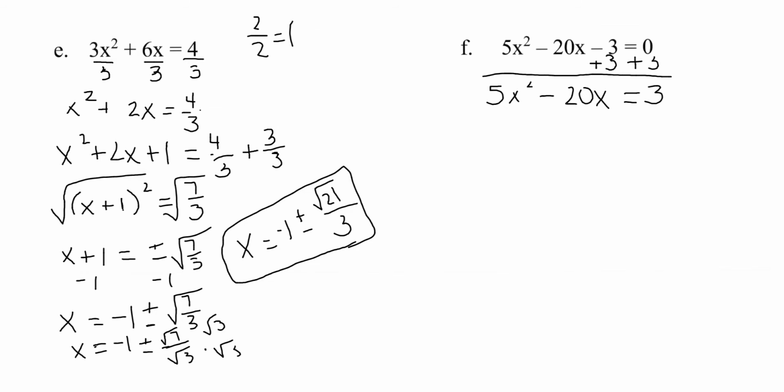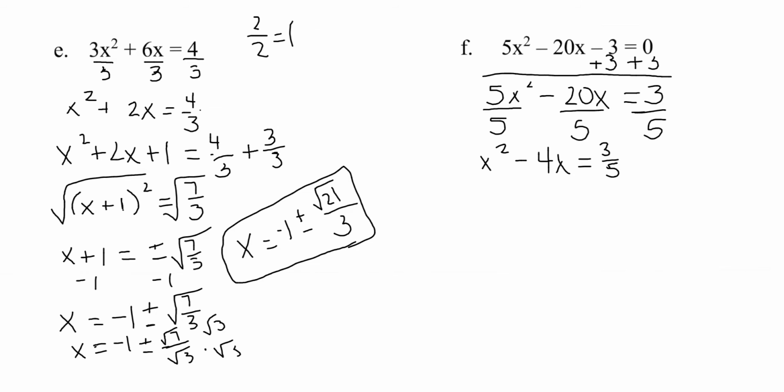And I want x squared by itself so I can factor it easily. So I'm going to divide both sides by 5, or all 3 terms by 5. So that leaves me with x squared minus 4x is equal to 3/5.